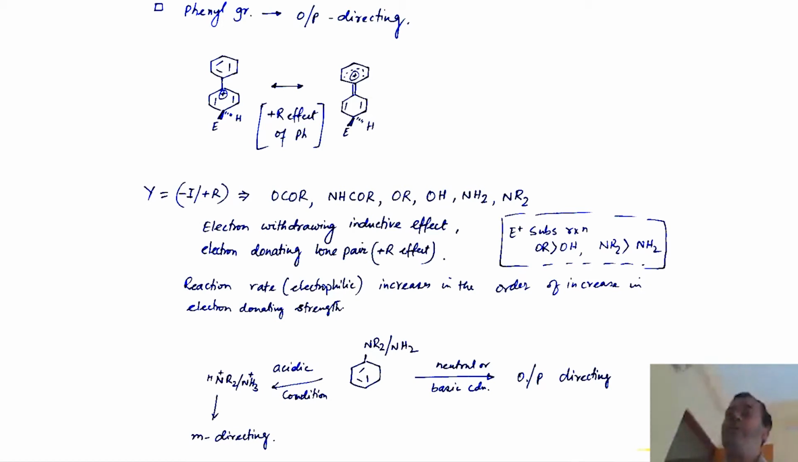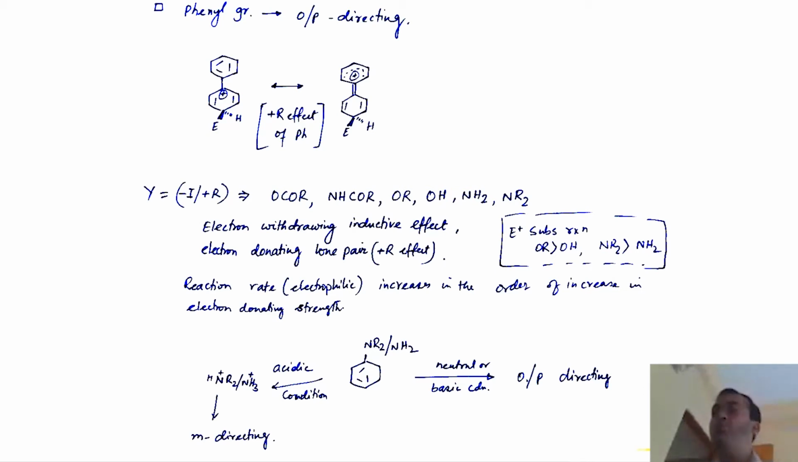Now there are many other substituents of different categories. For example, this one. Here Y has a minus I effect and a plus R effect. This is a bit strange. Now your question will be which one will be operational? Minus I effect or plus R effect will be operational for the determination of the ortho-para and meta orientation. Okay, and these are definitely the examples.